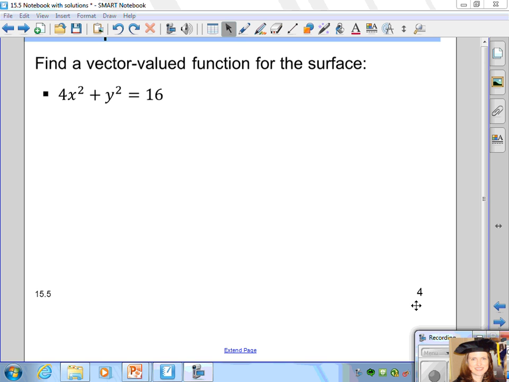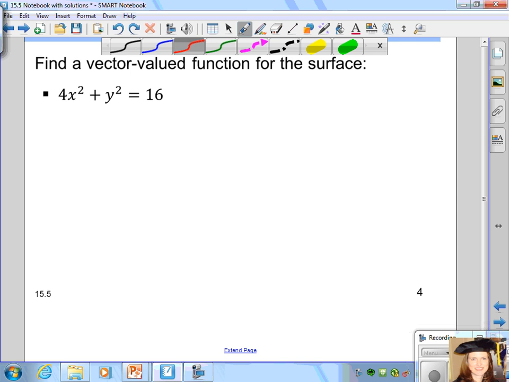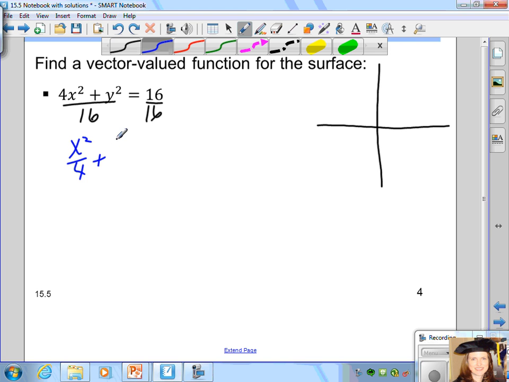In this example, we want to find a vector valued function for this surface: 4x squared plus y squared is equal to 16. This equation only has an x and a y in it, so when you create the surface in space, z can be anything. If we were to do a quick sketch of this surface, the xy trace is an ellipse. In fact, you can divide everything by 16 to get it into the form of an ellipse, where you have x squared over 4 plus y squared over 16 is equal to 1.